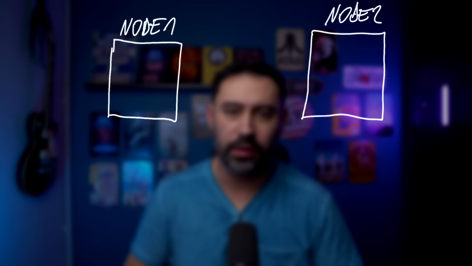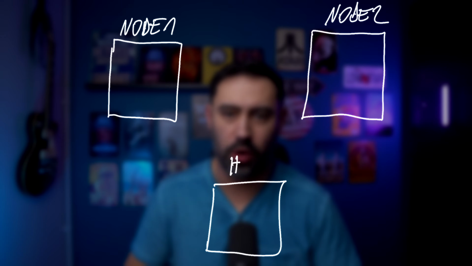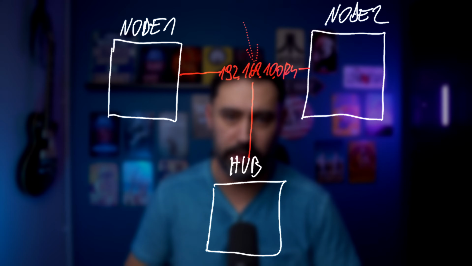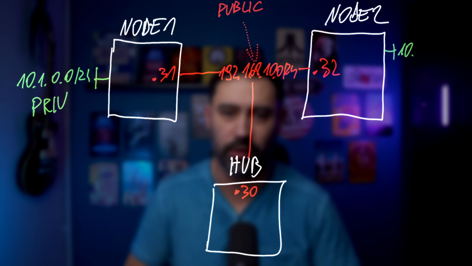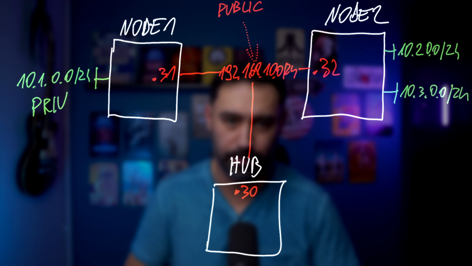Let's briefly describe our network topology. We have three nodes spread across different locations. One is in a central location and is called the hub. They are all connected using 192.168.10/24 that we call the public network. Additionally, node 1 has 10.1 private network attached and node 2 has 10.2 network and 10.3 private networks connected.